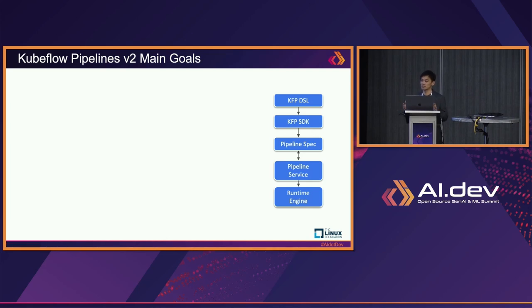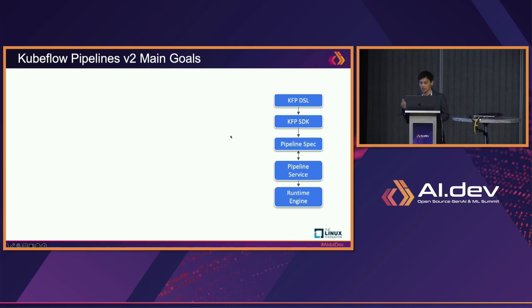At that moment, for V1, when you are using Argo, it gives you the Workflow custom resource, which will run on Argo. And if you are using Tekton, it gives you the PipelineRun custom object. So it's totally different.